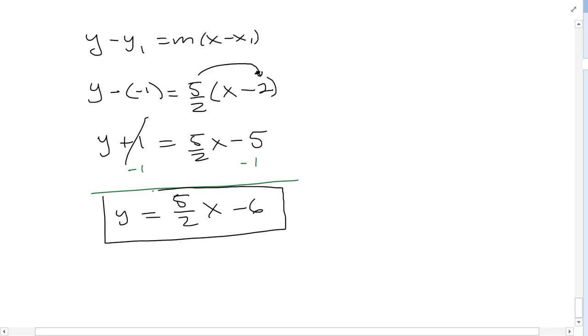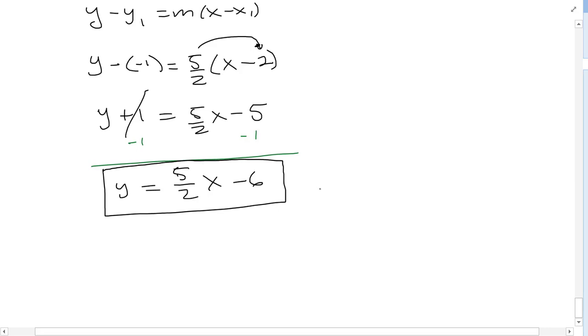If you're entering your answers on WebAssign, just pay attention to how they want you to answer the question. Do they want you to put it in slope-intercept form, here y equals mx plus b, or do they want it in standard form? So this will be in slope-intercept form, which is your y equals mx plus b.